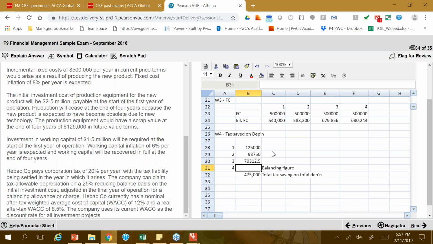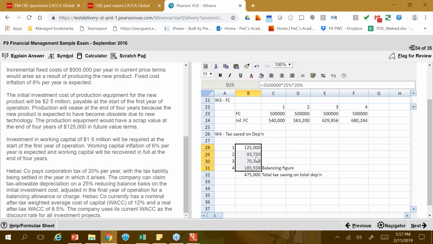And the last year is the balancing figure, which means I'll take the 475 and deduct these three from it. So let's do that. Let's take the B32 and remove the B28, the B29, and the B30. And this has given me the balancing figure. And this is done. So I have done my tax saving on depreciation working, and these numbers will eventually go into my format. This working on this question was worth 2 marks. So 2 marks for this tax saved on depreciation working.